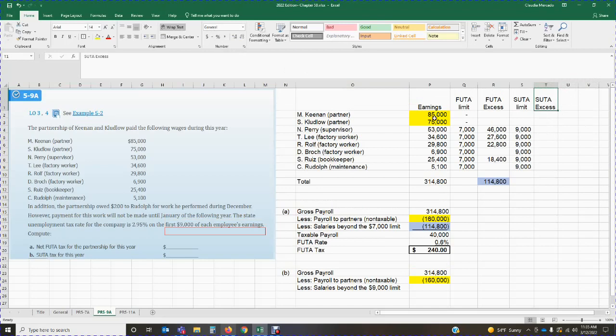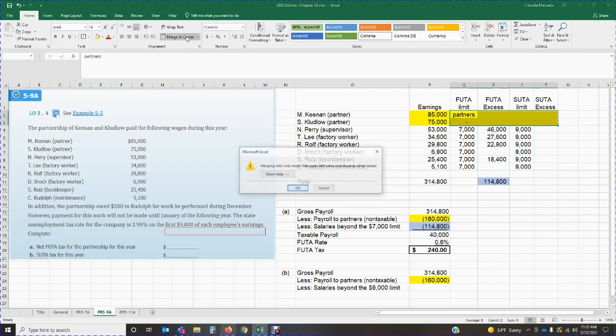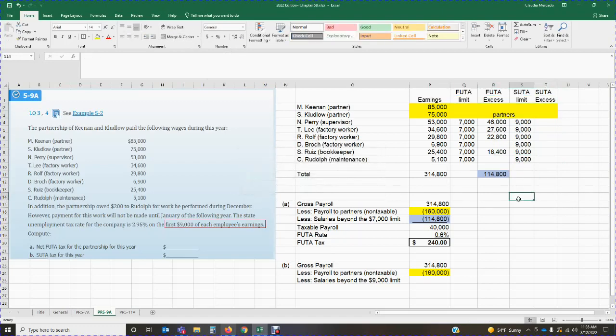So we're going to forget about these because these are partners. These I'm not going to worry about. So for your partners, you are not going to pay any taxes on partners. Nothing is going to be owed on partners. But we are going to calculate the excess for my supervisor all the way to my maintenance employee.